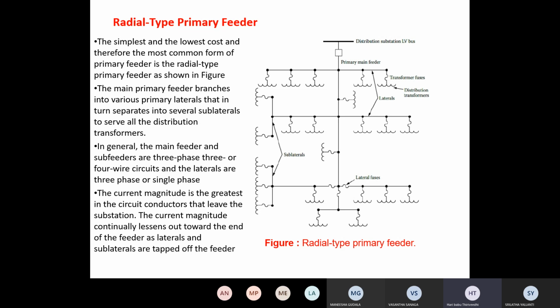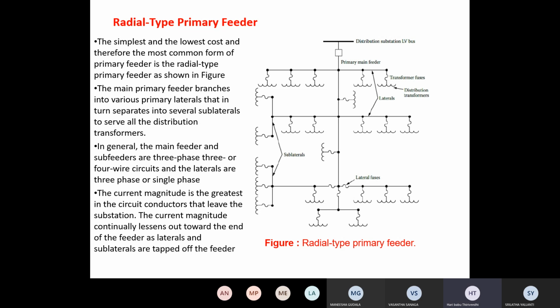Now these are the branches. Branches are nothing but laterals. So this is the main primary feeder, and this is a lateral feeder. This is also a lateral feeder, and the lateral feeders are again classified into sublaterals. This is the complete main primary feeder, and these are the laterals and these are the sublaterals. All depend upon the main primary feeder only.